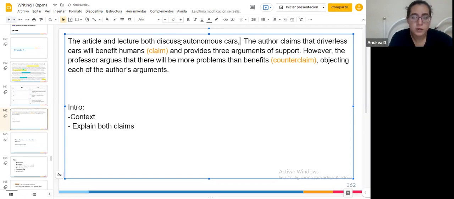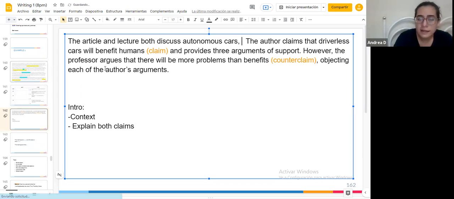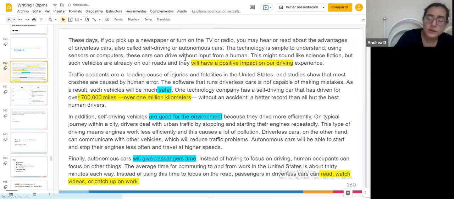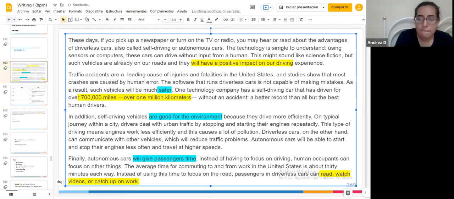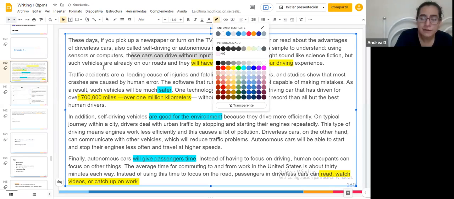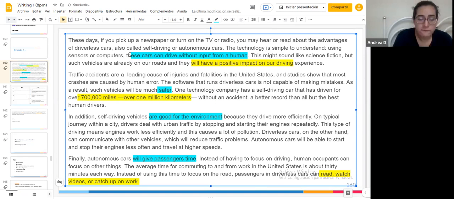Autonomous cars. And you always have like a short introduction here, right? Like a short explanation, a short definition. So you can add that paraphrase. So for example, here we have something like, this technology is simple to understand. These cars can drive without input from a human. So that's what driverless cars are. That's the definition you have. So now you need to paraphrase it. So maybe, Araceli, what would you say?